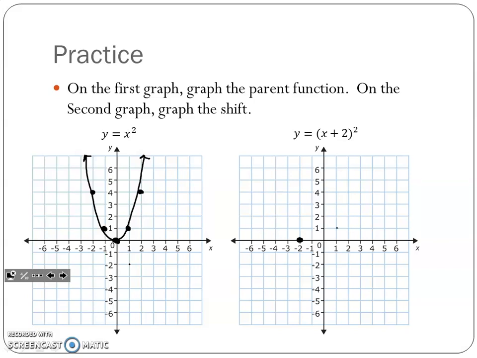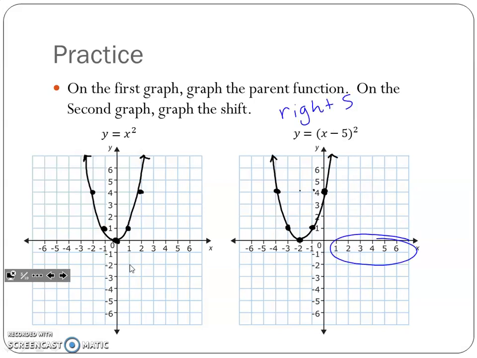My point (1, 1) moved to the left 2. My point (negative 1, 1) moves to the left 2. My point (2, 4) moves to the left 2. My point (negative 2, 4) moves to the left 2. So when you guys have these problems on your homework, the first thing you're going to do is always graph your parent function first, and then you graph your shift.